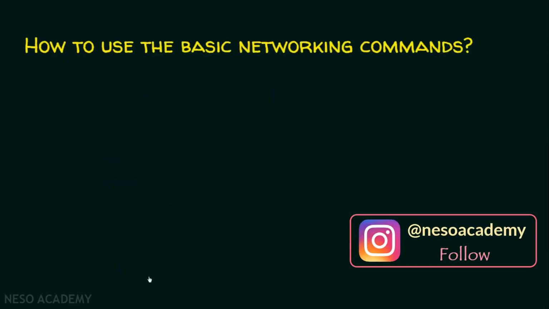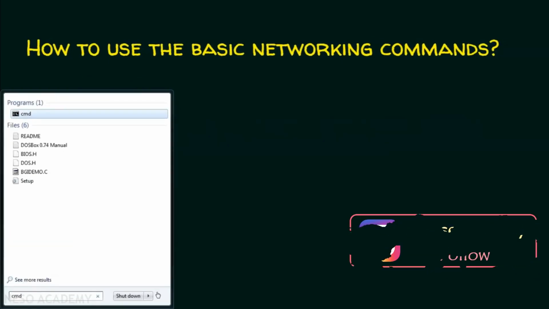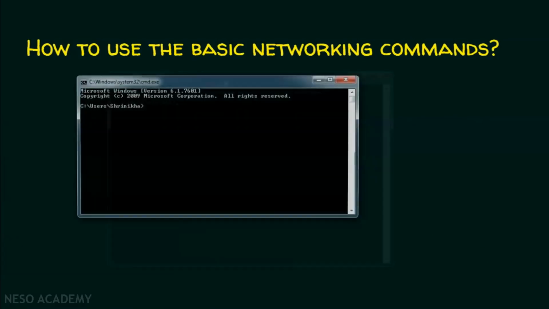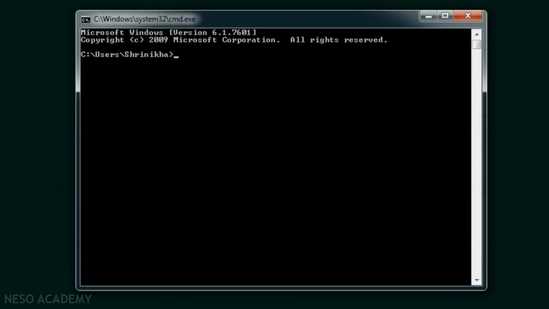To use the basic networking commands, we are required to go to the command prompt. To go to the command prompt, just click on the start menu and type cmd. If you type cmd, the command prompt option is shown under programs. The command window is now before us. Now we can give the command so that this command prompt accepts the commands and gives the result whatever we want.